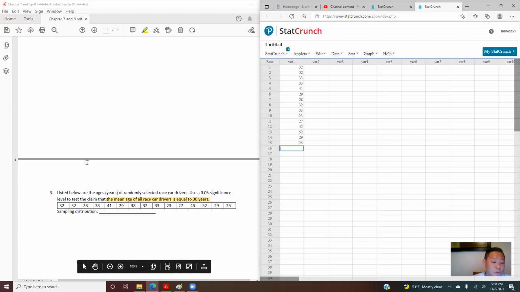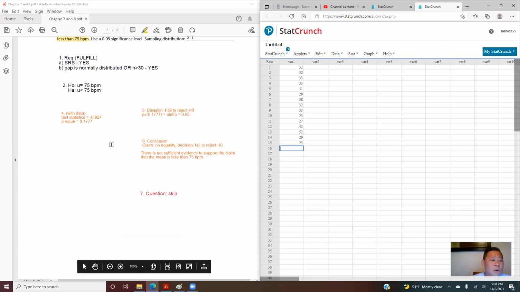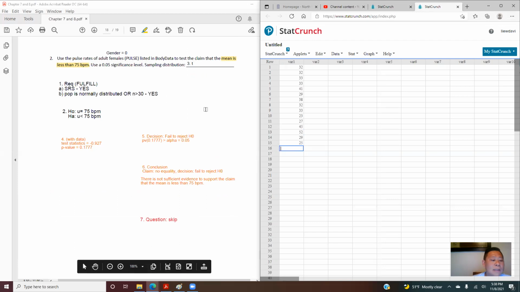And again, once you enter, make sure you go through the whole 7 steps of hypothesis testing here. So check the requirements, write your statement, tell me the sampling distribution, 5, 6, 7, 1 to 7. Try to do this on your own.